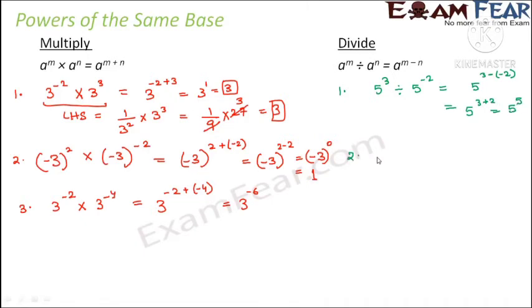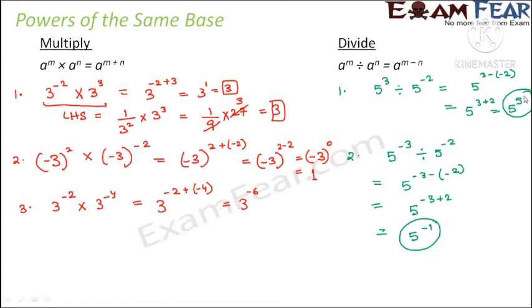One more example: 5 to the power minus 3 divided by 5 to the power minus 2. So both the exponents are negative. What would this be? Find out the subtraction between minus 3 and minus 2. So this would be minus 3 minus minus 2, which is equal to 5 to the power minus 3 plus 2, that is 5 to the power minus 1. So this is the answer.